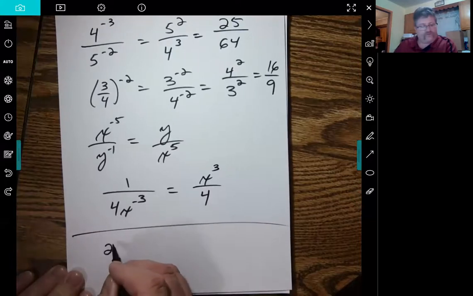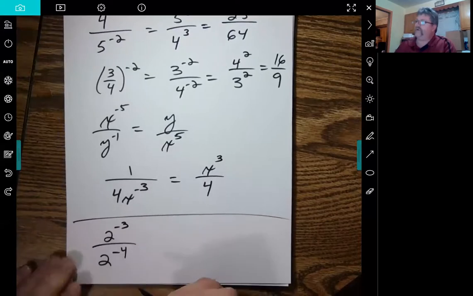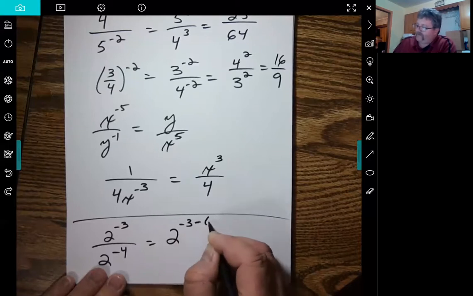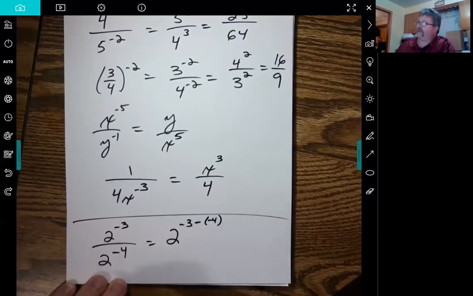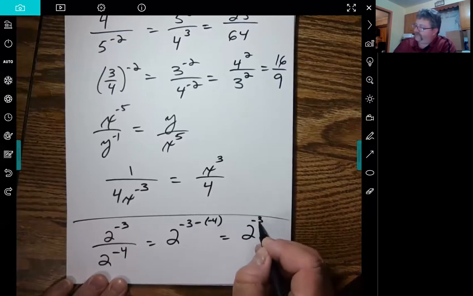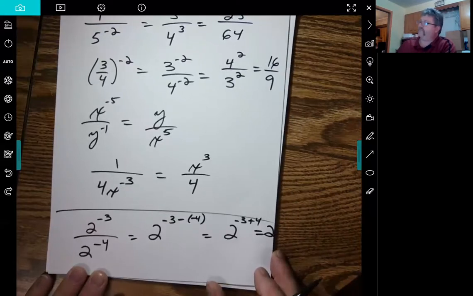If I've got 2 to the negative 3 over 2 to the negative 4, I'm dividing, which means I'm subtracting. So it's 2 to the negative 3 minus negative 4. Remember, subtract, which is really 2 to the negative 3 plus 4, or just 2 to the 1, or just 2.